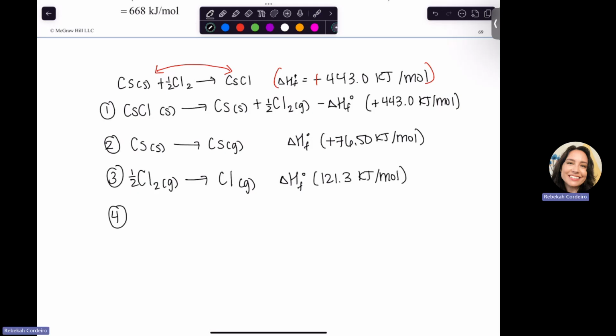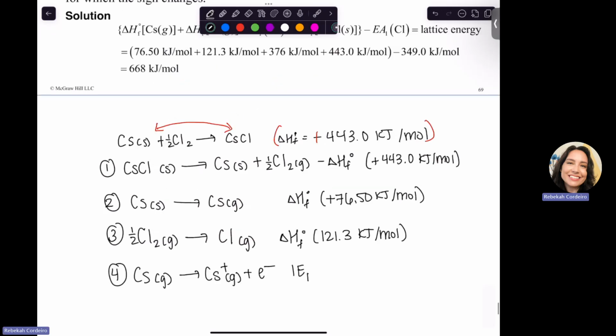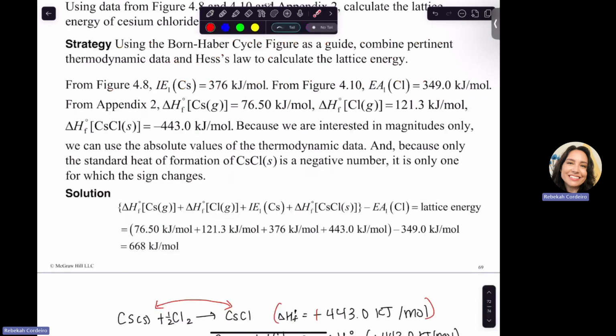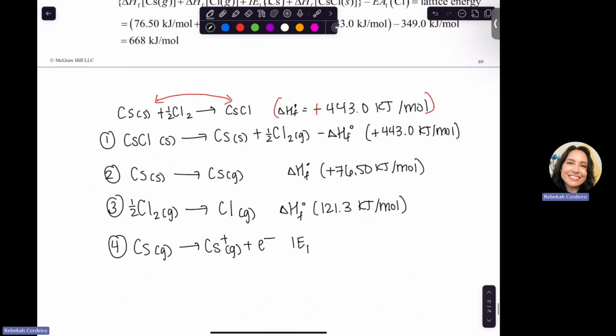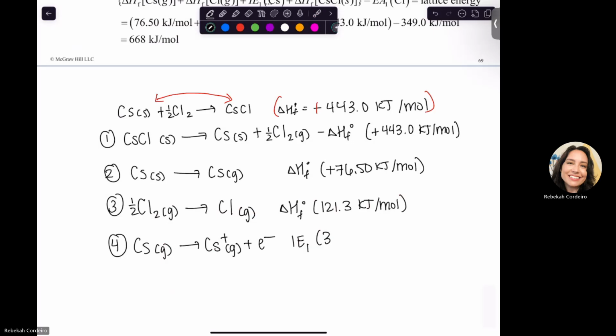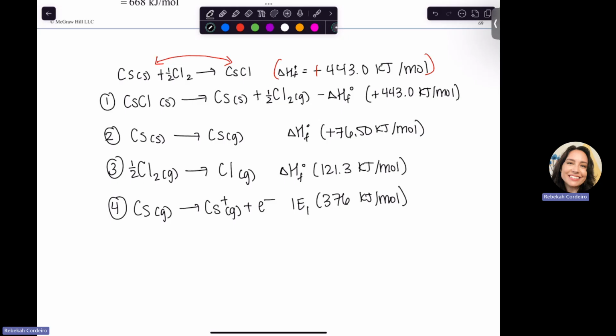Okay, then let's make ions. So let's take our cesium gas. We're going to lose an electron. This is the ionization energy. First ionization energy. And they give that to us as 376. If you want, you can keep those plus signs on there, because they are positive.